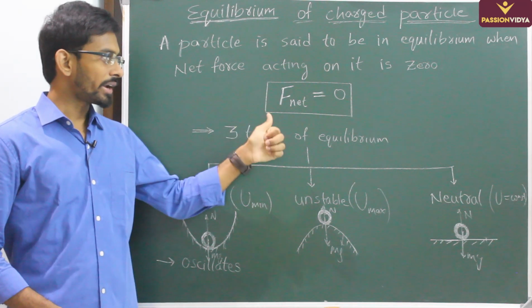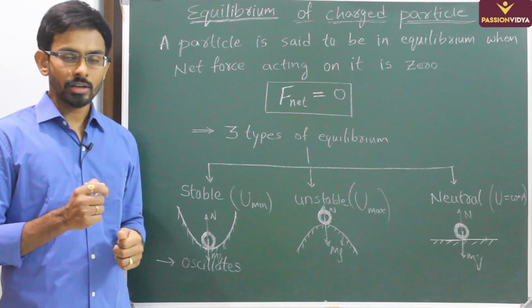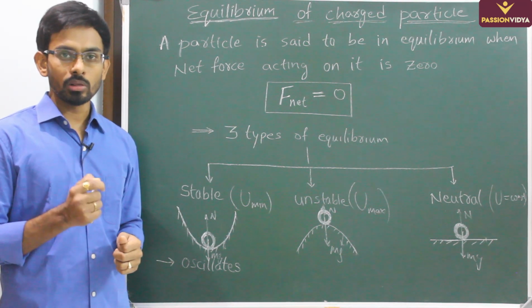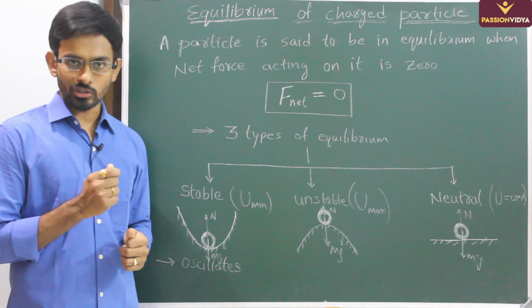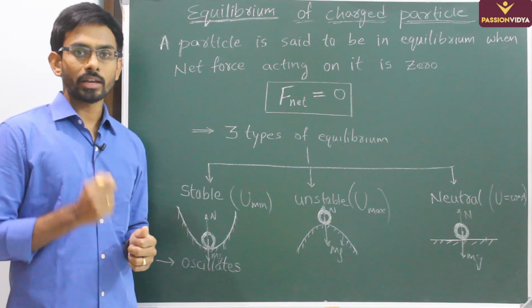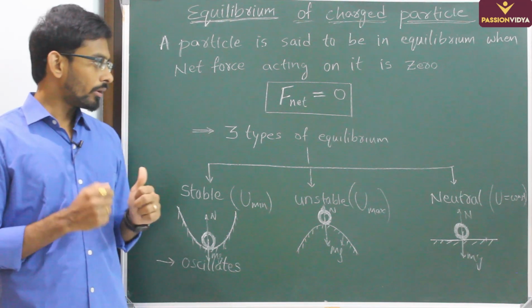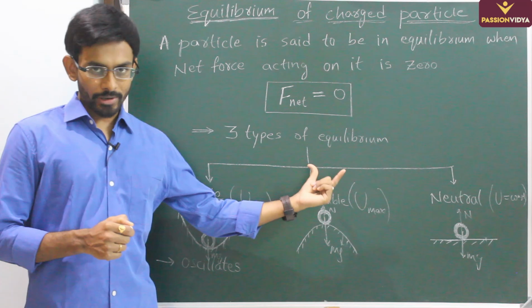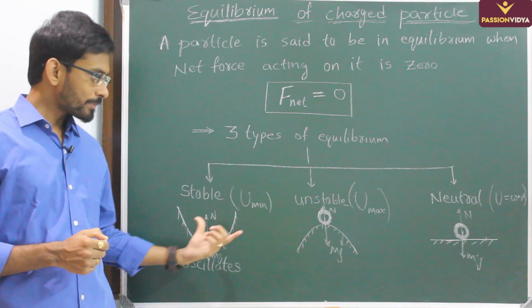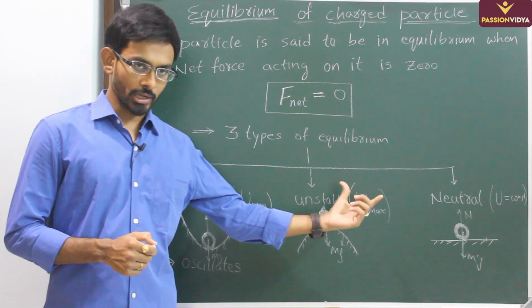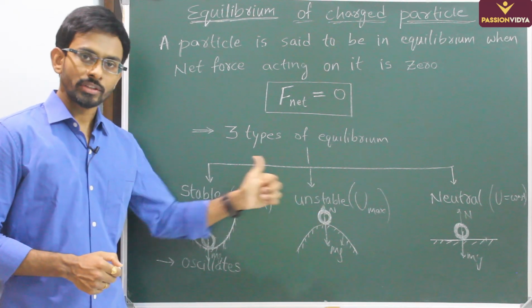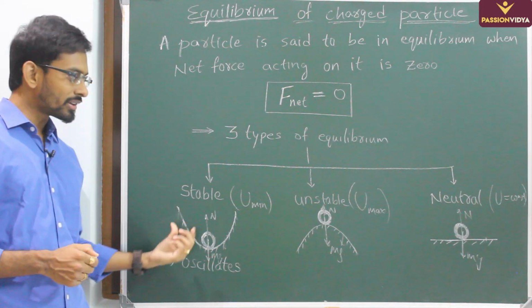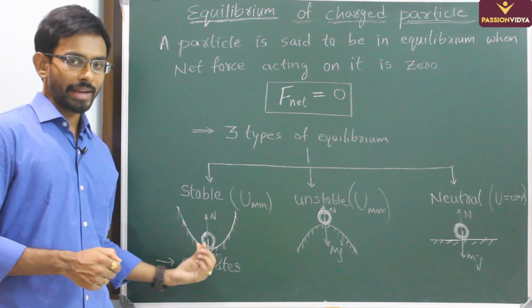That is, F net acting on it is 0, or the sum of all the forces acting on it is 0. We have discussed this in Newton's laws of motion as well as in simple harmonic motion. Now there are three types of equilibrium, that is stable equilibrium, unstable equilibrium and neutral equilibrium. See guys, in all three cases the net force acting on it is the same. So let us understand the difference between these three equilibriums by taking an example.